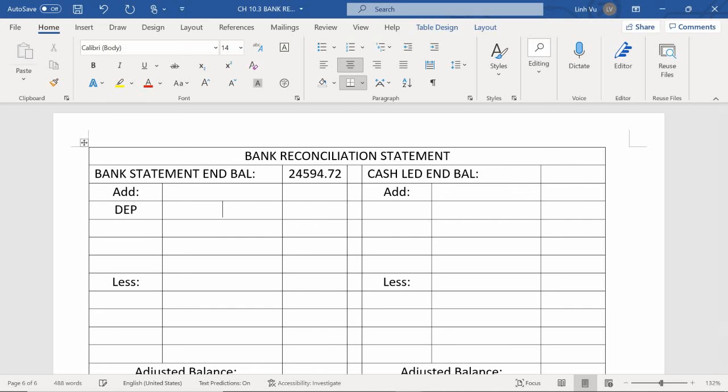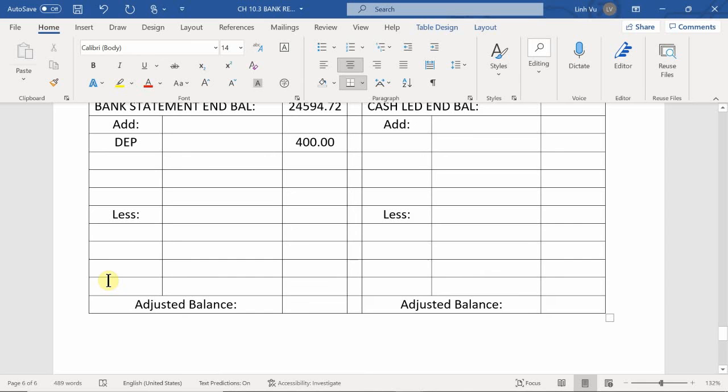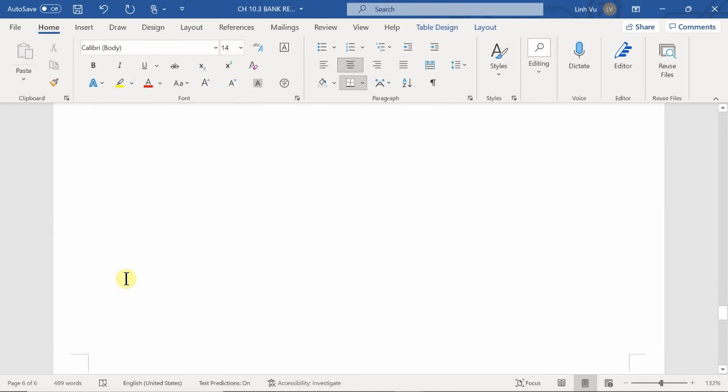Okay, so therefore I'm going to put right here, deposit, $400. Or in this case, I would put it not here, I would put it over here, $400 deposit. And what am I going to be subtracting out? Checks, right? Outstanding checks. So let's take a look.